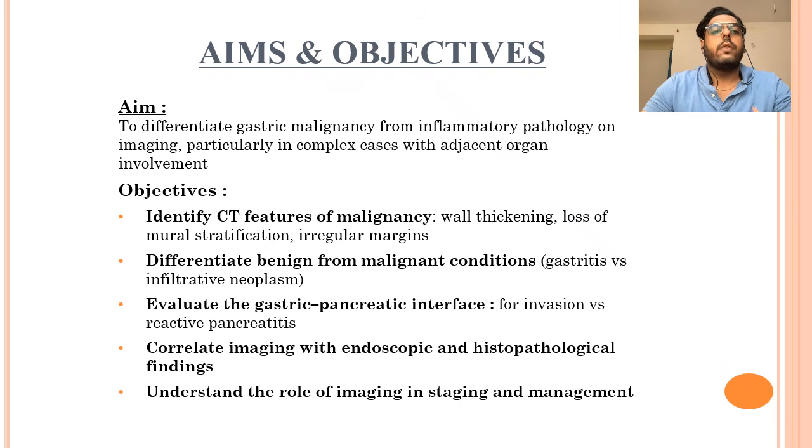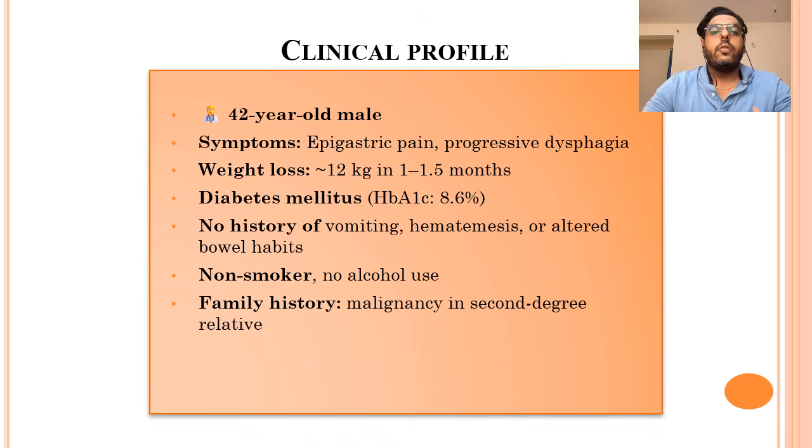Coming to the aims and objectives, the aim is to differentiate gastric malignancy from inflammatory pathology on imaging, particularly in complex cases with adjacent organ involvement. And the objectives include identifying CT features of malignancy, differentiating benign from malignant conditions, evaluating the gastric pancreatic interface, correlating the imaging with endoscopy and HPE findings, and also a brief understanding of the role of imaging in staging and management.